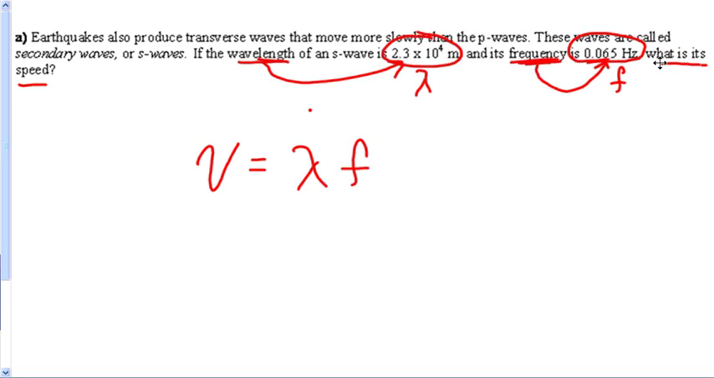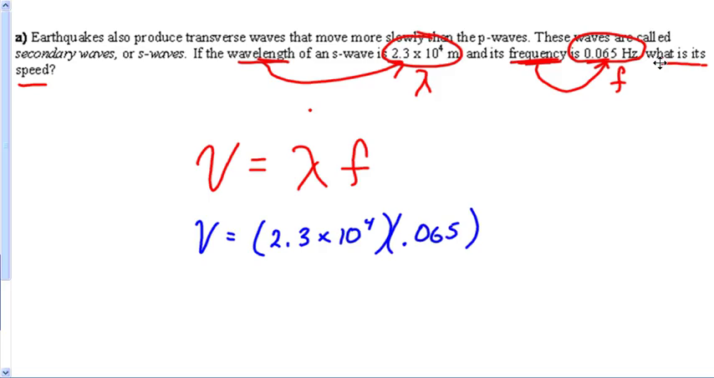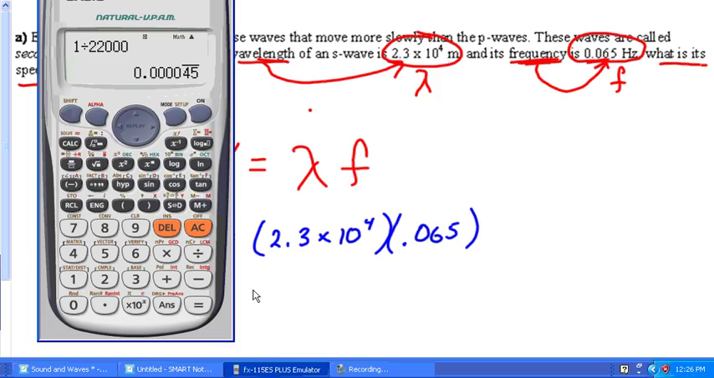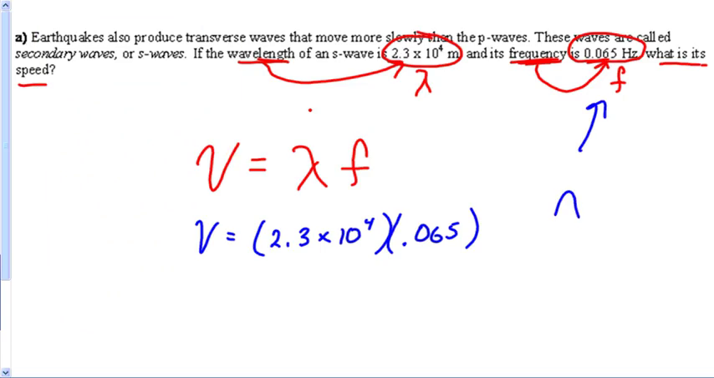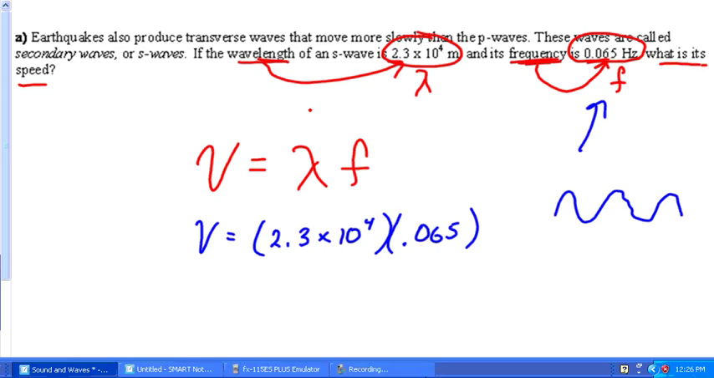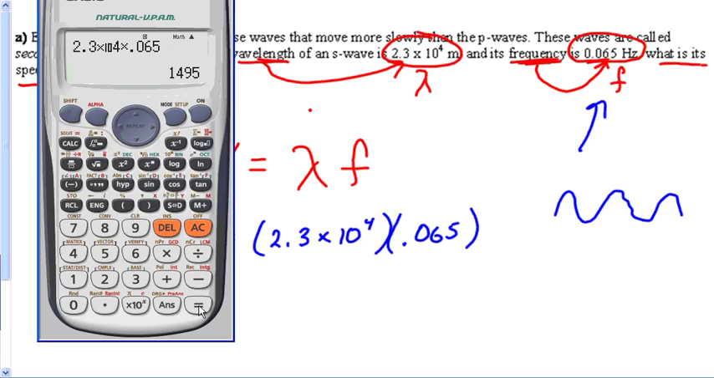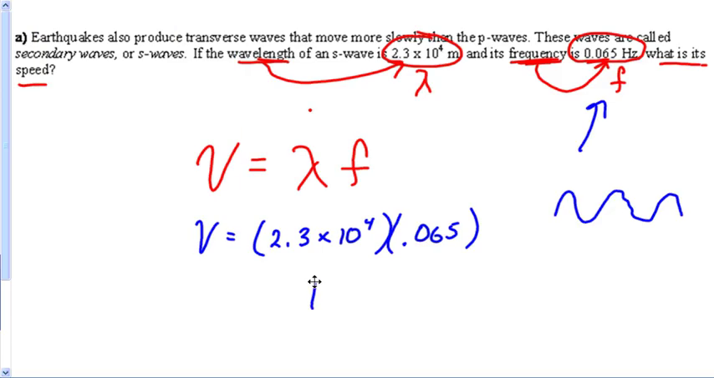So all we've got to do in this problem is V equals 2.3 times 10 to the 4 times the frequency, which is 0.65. And all we have to do now, let's see if I can find my Casio FX115, 2.3, 10 to the 4 times 0.65 hertz. Now, what does this tell you about the wave, this 0.65? That tells you that it's not a whole lot of waves per second taking place. This is a very low frequency wave. So our answer is 1,495 meters per second. And that is our answer to this first example.